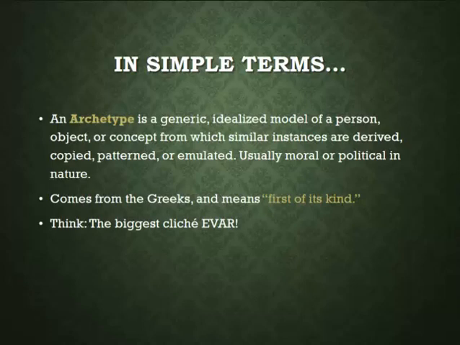Even though it sounds like architect, an archetype refers to something like a stereotype. It is a generic, ideal model of a person, object, or concept. In other words, from one story, from one movie to the other, these types of characters, symbols, and settings usually mean the same thing.